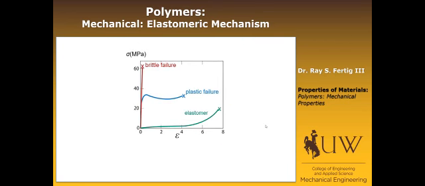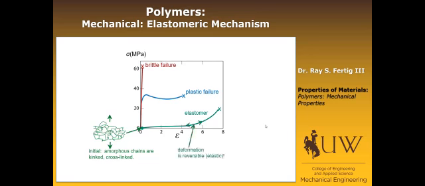Now, in the elastomeric case, remember, we said this before, but I'll remind you, you have to have chains that are kinked and cross-linked to get elastomeric behavior. And so what you have is a coil of chains, but the chains are cross-linked. And remember that elastomeric behavior is reversible. So it needs something that has to go up and then back down the same curve.